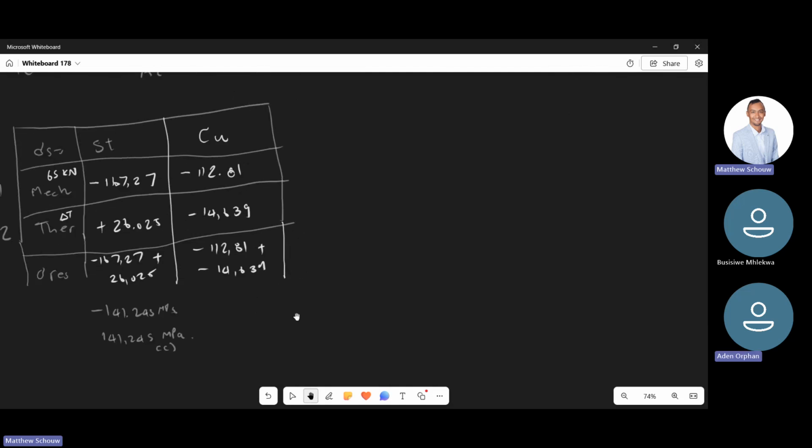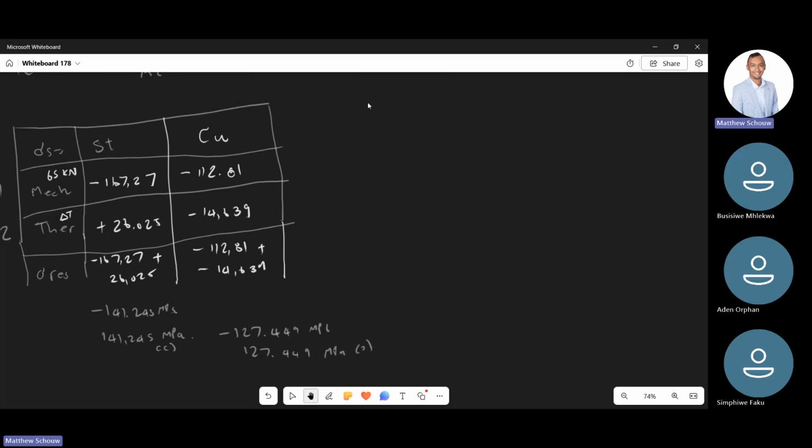That's going to be negative 127.449 MPa. And of course, the resultant stress is also 127.449 compressive. Am I right? Yes, sir. Okay. Very important question, guys. I highly recommend you go over this again. So there we go. We found the resultant stresses.